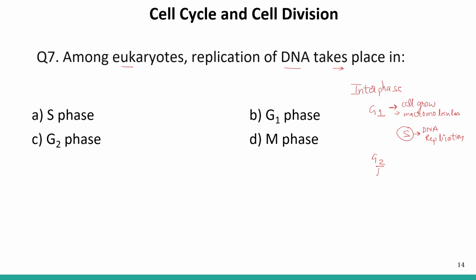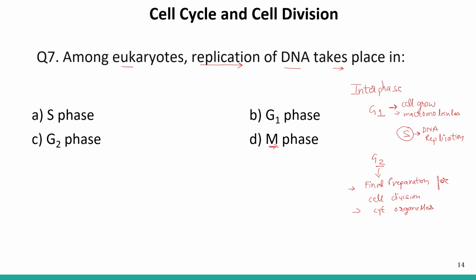In G2 phase, again there is final preparation for cell division taking place. And there is synthesis of some cytoplasmic organelles also, they double, like endoplasmic reticulum, Golgi complex and all. So what should be the answer? They are asking here the replication of DNA.